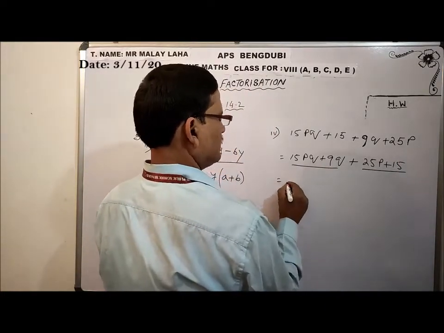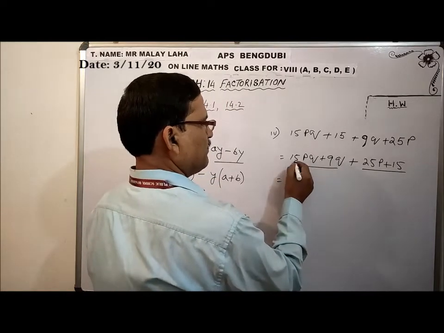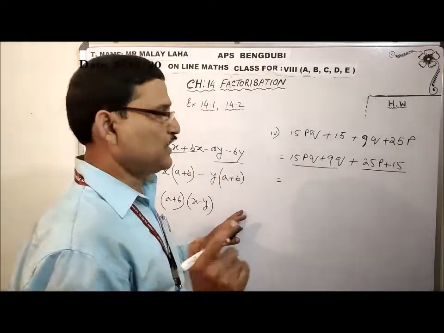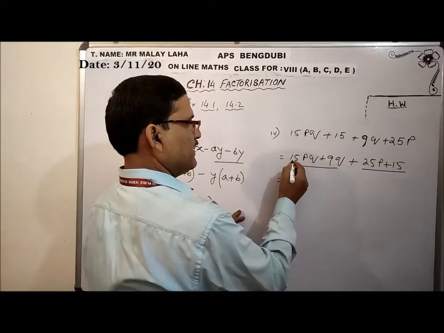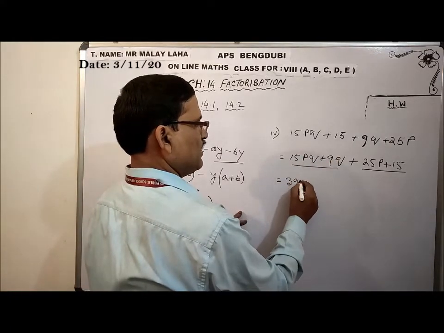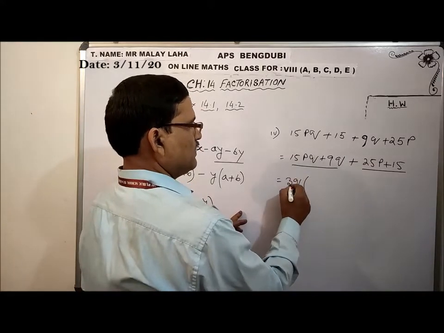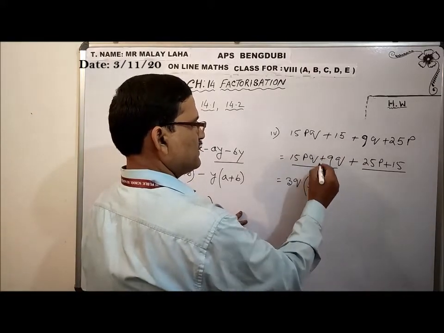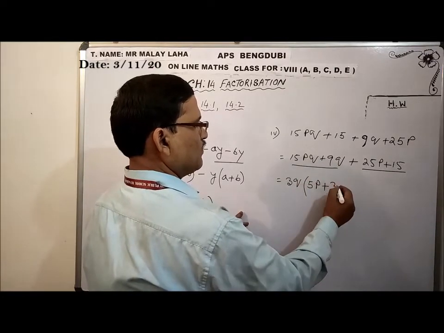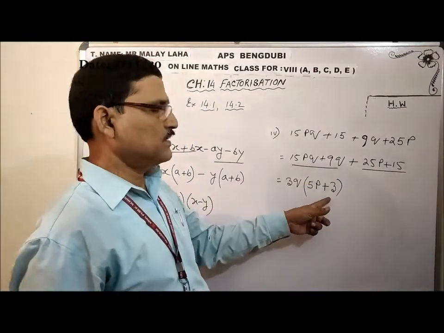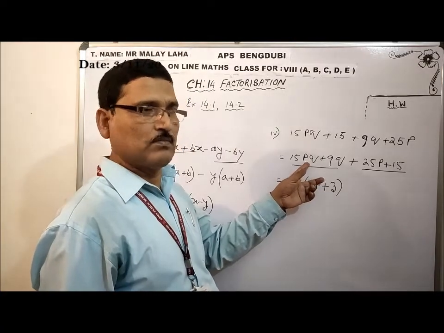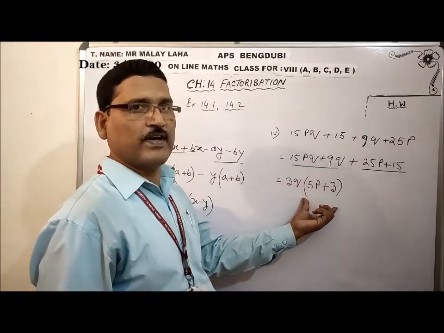What is common here? 15 and 9. If I divide by one factor, which can divide both? 3. 15 can be divided by 3, 9 also by 3. Here PQ and it is Q. So 3Q is common factor. What is left out? If I divide by 3, 5, Q is out, P is left out. Plus, if I divide by 3, it will be 3, Q is out. That means 5P plus 3, and 3Q is the common factor from these two terms. From this part of the expression, this is the factorization.